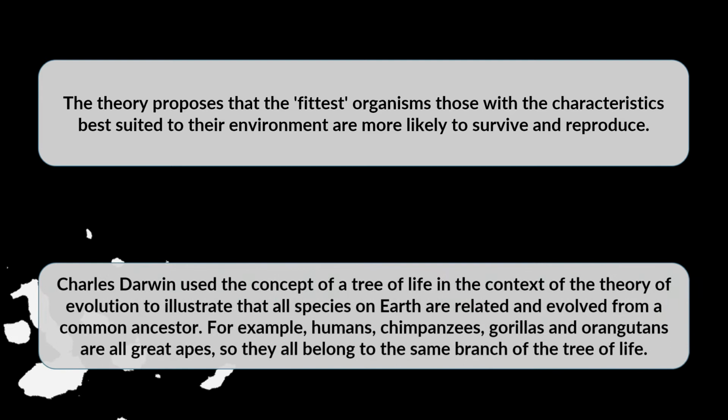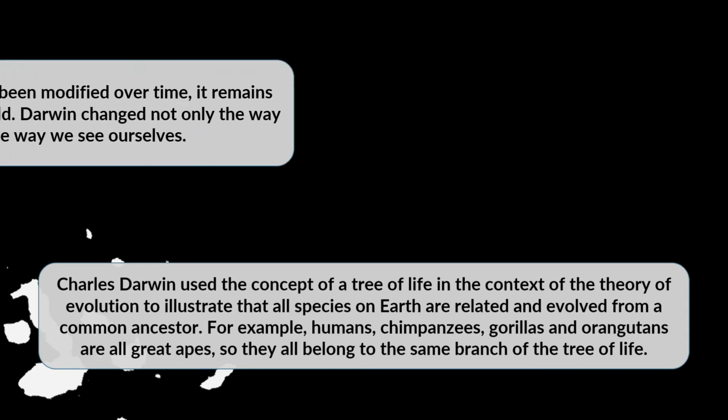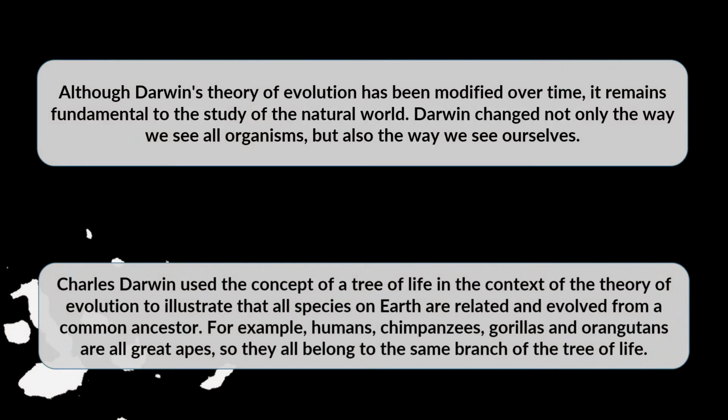Charles Darwin used the concept the tree of life in the context of theory of evolution to illustrate that all the species on earth are related and evolved from a common ancestor. Although Darwin's theory of evolution has been modified over time, it remains fundamental to the study of natural world.